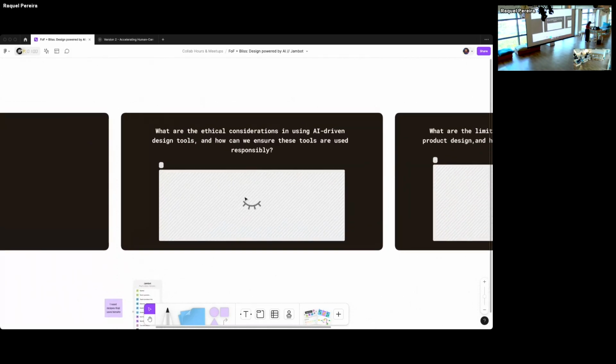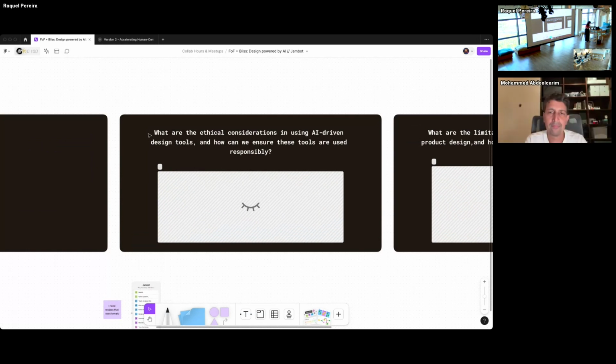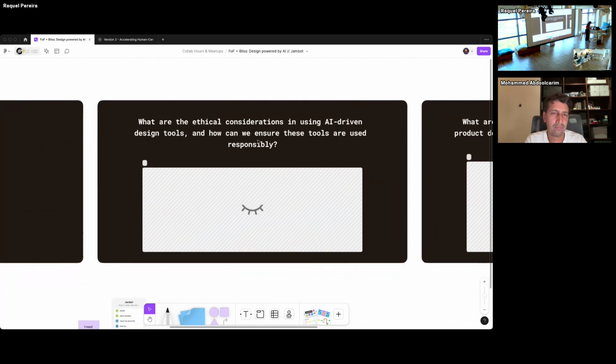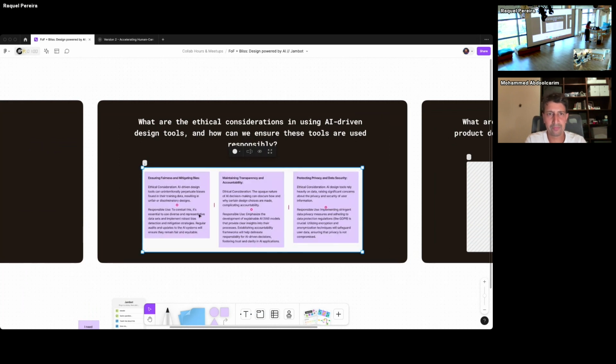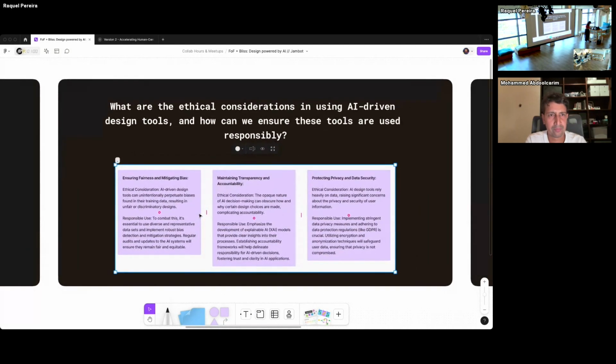So basically the first one was, what are the ethical considerations in using AI-driven design tools and how can we ensure these tools are used responsibly? Because I think this is also a topic that usually comes up. I think it was a good example when I saw on the internet an image with multiple people that were black, and then it was filtering them as being a dog or something like that. So it was a very good topic that I found interesting, and so I brought it here.